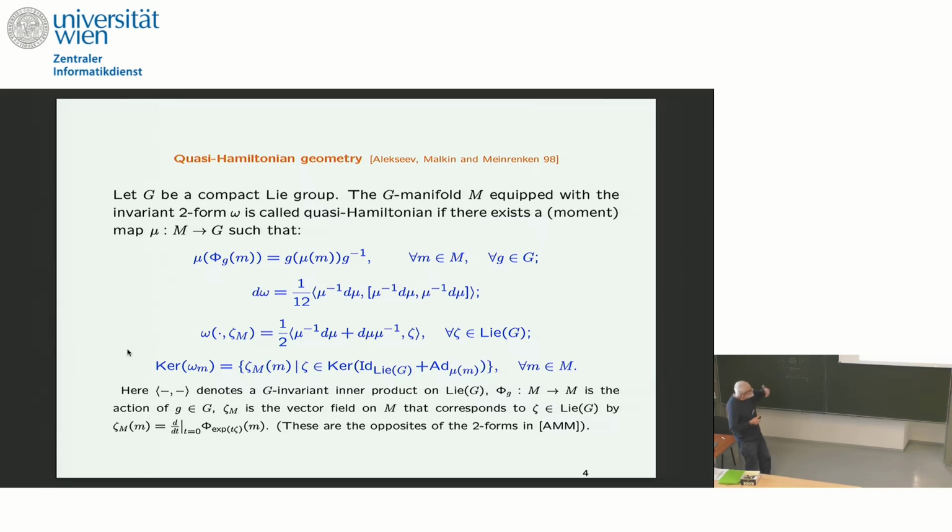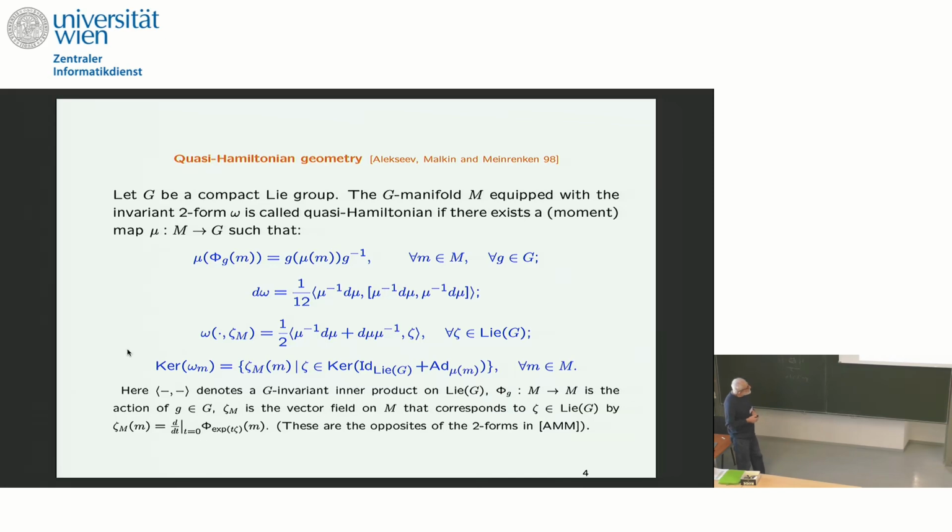Okay, so let's suppose that we have a G-manifold M, and there is an invariant 2-form. This is called the quasi-Hamiltonian 2-form if there are some further data. Namely, there is a so-called group-valued moment map, which is supposed to be equivariant. First of all, it is an equivariant map, so it satisfies this condition for the group action on the target and the source.